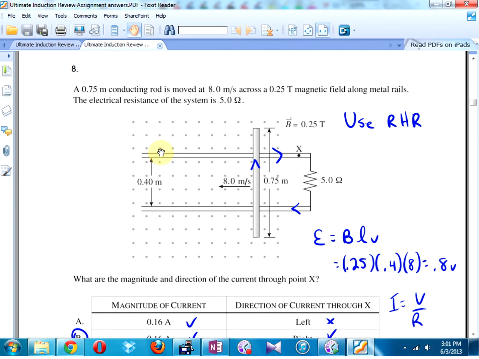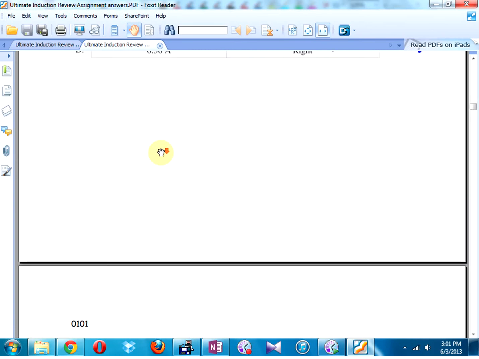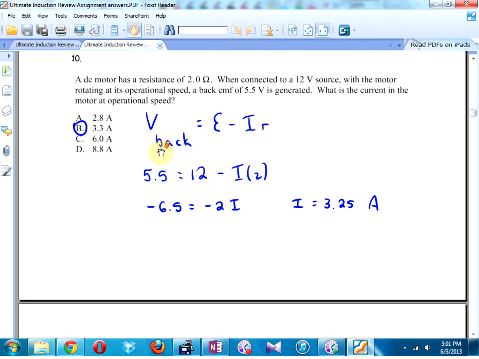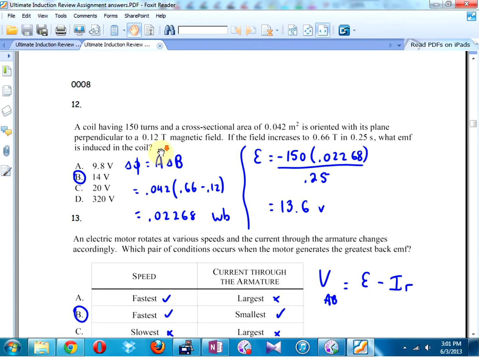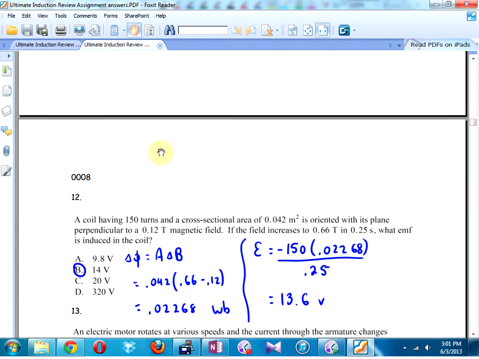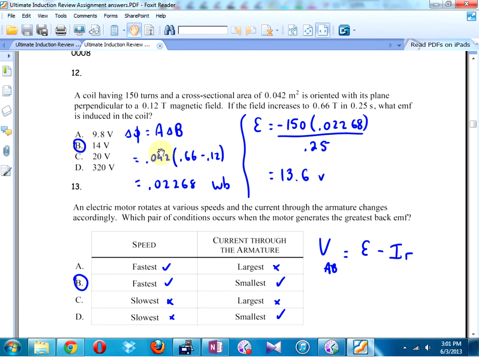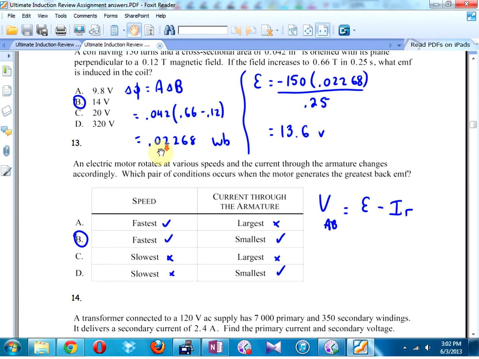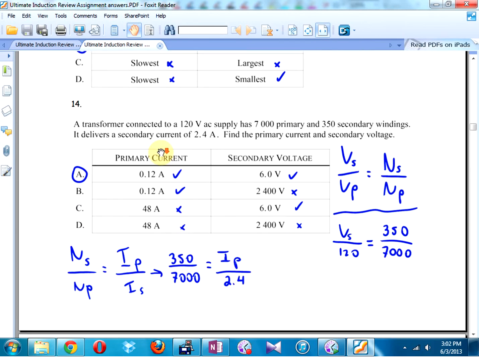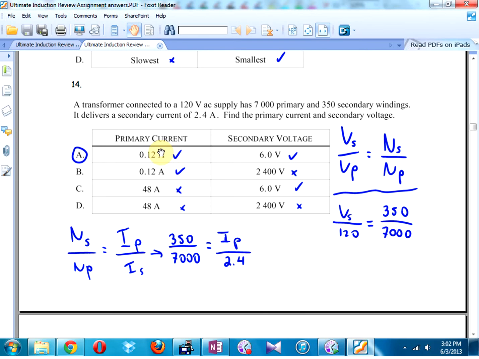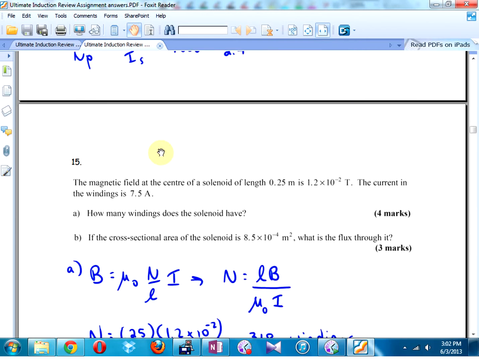8 would be a good multiple choice. I think that's a little challenging as a written. Those are multiple choice. I mean, 14, make that a written. Right, I'm asking you to find 2 things. Primary current, secondary voltage. There, that's a transformer question.